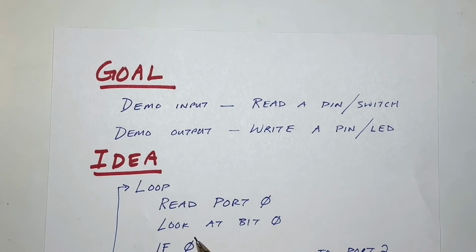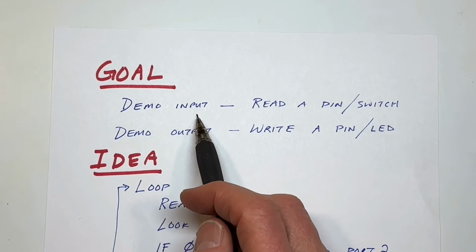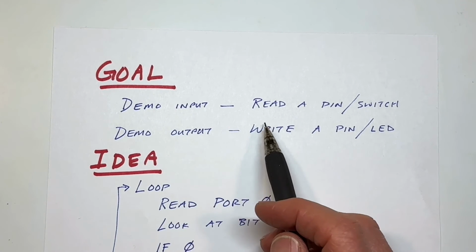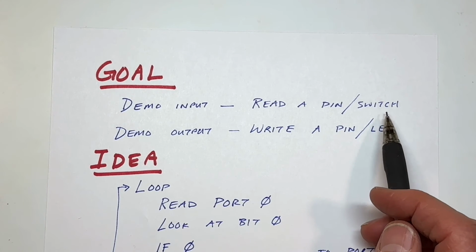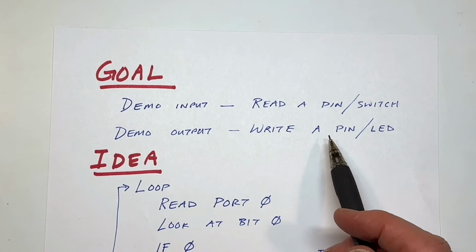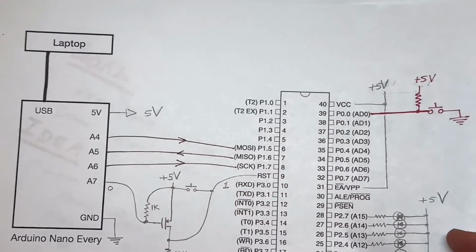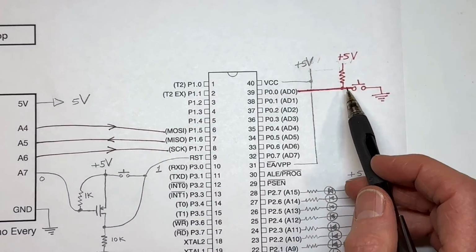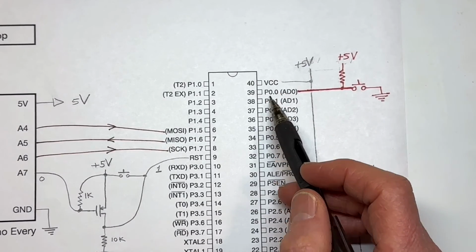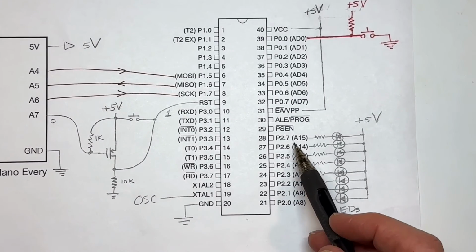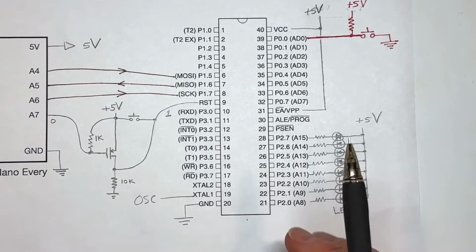So now we're going to write a little program, the goal of which is to demonstrate both input and output. And in particular, we want to read the value from a pin, which is controlled by a switch, and we want to write to one or more pins, which will be connected to LEDs. So remember, with my wiring diagram, we are connecting a switch to bit 0 of port 0 here, and we've got all the bits for port 2 connected to LEDs.